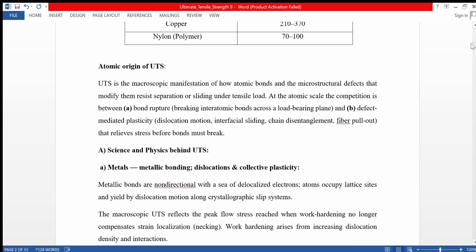Metallic bonds are non-directional with a sea of delocalized electrons. Atoms occupy lattice sites and yield by dislocation motion along crystallographic slip systems. The macroscopic UTS reflects the peak flow stress reached when work hardening no longer compensates strain localization. Work hardening arises from increasing dislocation density and interaction.